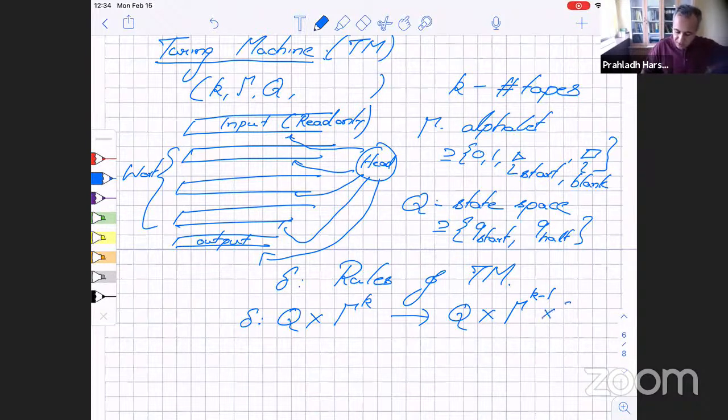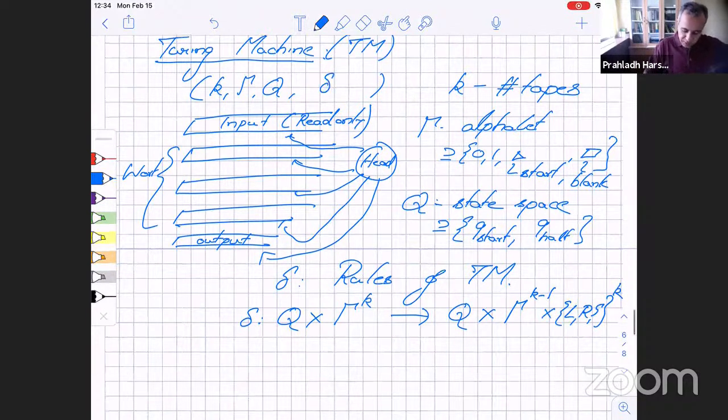And then it has to also make a transition. So you have to tell me whether it goes left, right, or stationary on each of the k tapes. So it goes left, right, or stays in place. And this is how it progresses. So these completely specify the Turing machine M. So it's these 4 tuples.